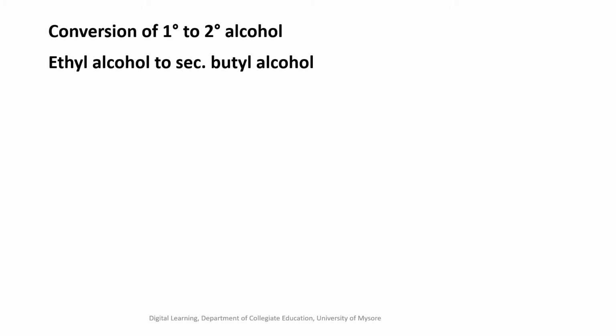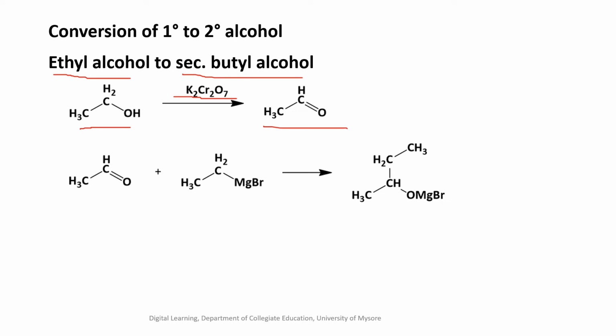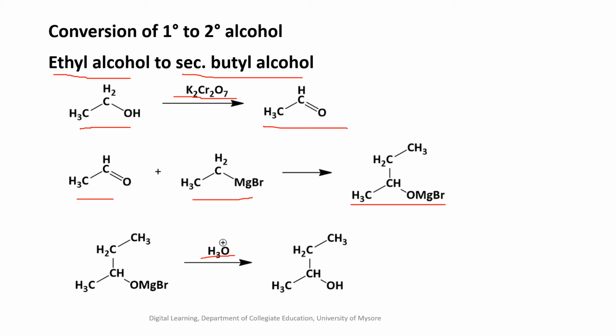Here we will see how to convert primary alcohol to secondary alcohol. The example taken here is ethyl alcohol conversion to secondary butyl alcohol. In the first step, the ethyl alcohol undergoes oxidation in presence of potassium dichromate, an oxidizing agent, to form acetaldehyde. This acetaldehyde further reacts with ethyl magnesium bromide, or in other words the Grignard reagent, to form an addition product. This undergoes hydrolysis forming butyl alcohol, which is a secondary alcohol.